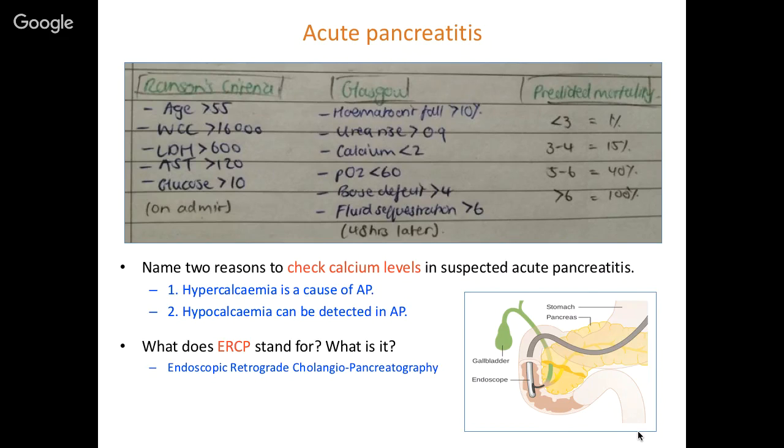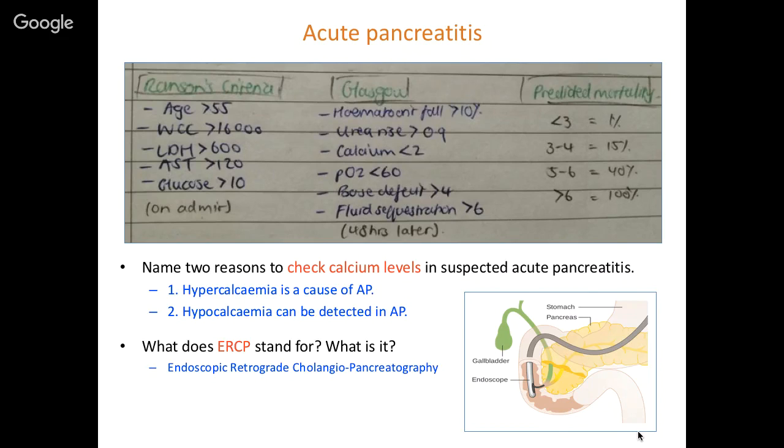ERCP is a common investigation used in a lot of cholelithiasis and acute pancreatitis. It stands for endoscopic, because it's a scope, and retrograde, because you're going backwards. So you put the scope in, and then you work backwards up the biliary tree and the pancreatic duct; cholangio for the biliary tree, pancreatography for the pancreas.